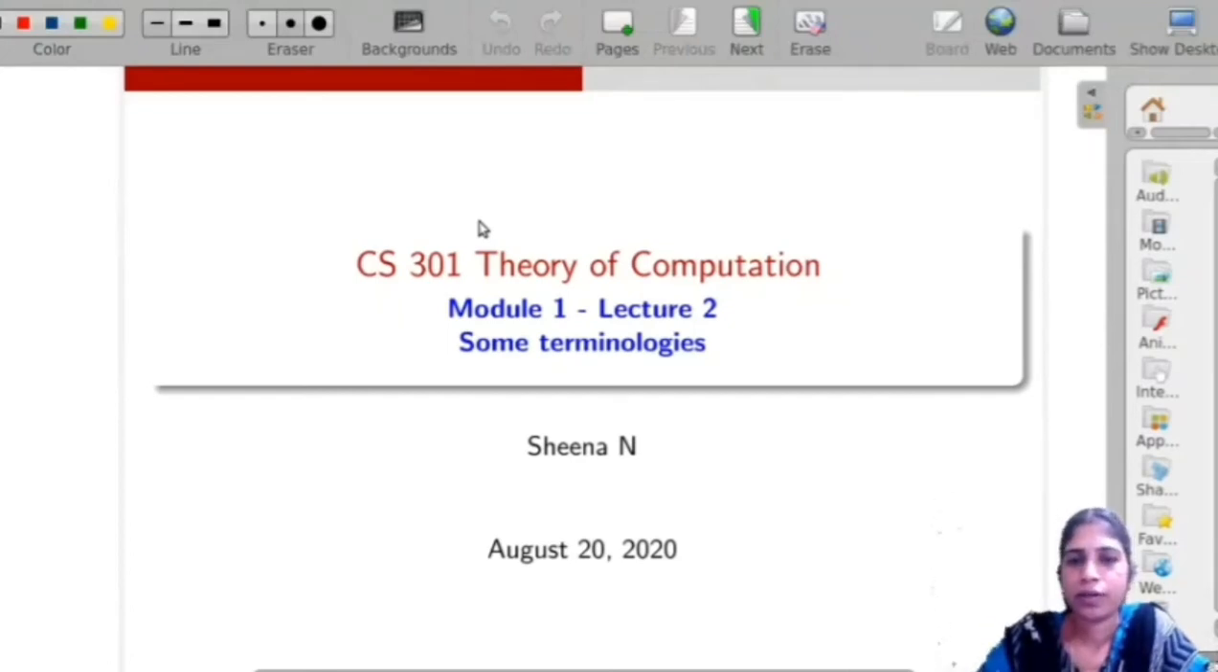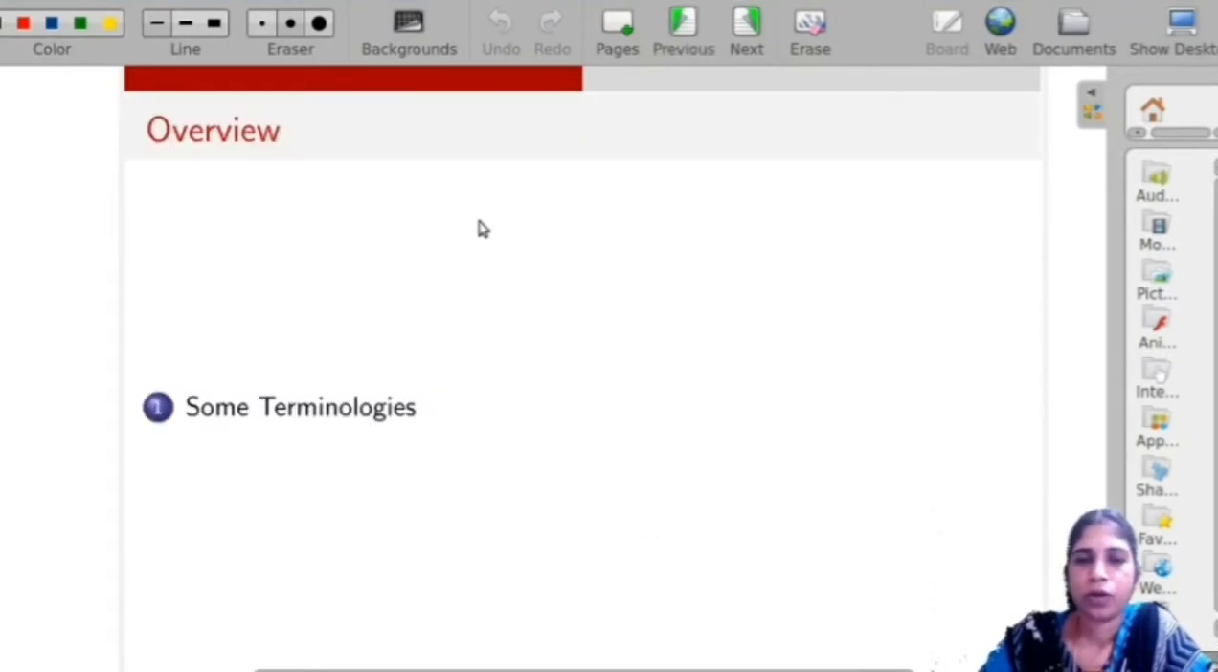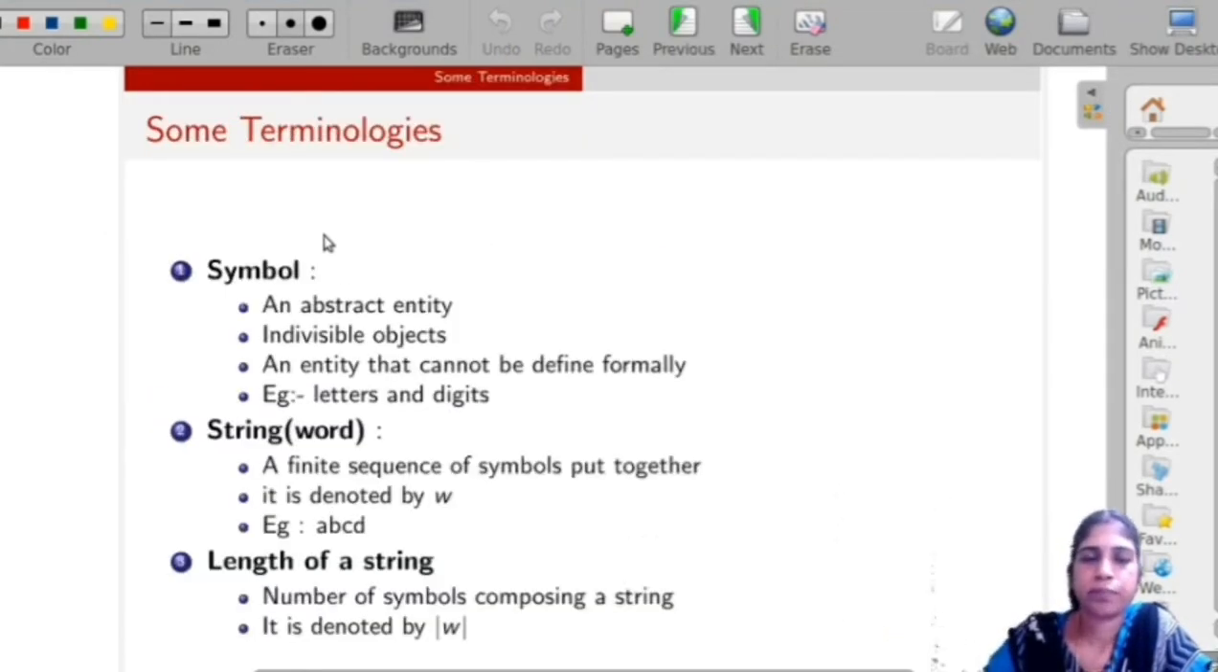Hi all, in this video we are going to study some terminologies related to theory of computation. So what is the first terminology? Simple. A simple is an abstract entity or an indivisible object. Indivisible object means we cannot divide that object further. That means letters and digits, for example.